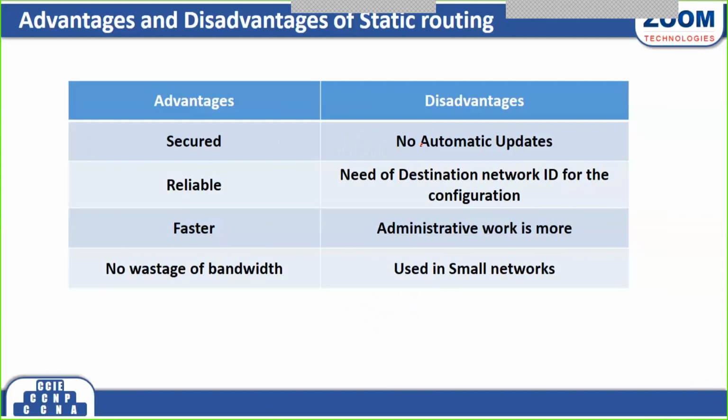So that is the point here. Static routes are secured, reliable, faster, with no wastage of bandwidth. But the drawback is it is recommended only for small networks. For a small network, the best choice is static routing, because it is secured, faster, reliable, and the bandwidth is not wasted. The complete bandwidth can be used for data communication. Agree? Agreed, sir. Drawbacks: no automatic updates, we should know the destination network ID, admin work is more, so it is used in small networks. These are all disadvantages.